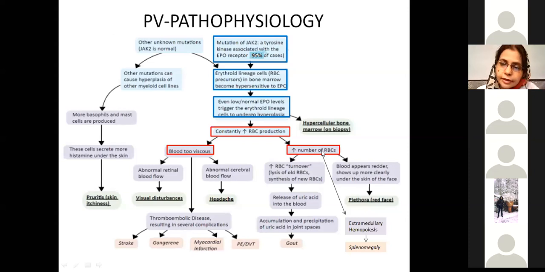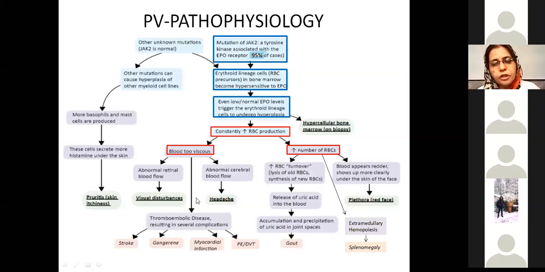Then, because of extramedullary hemopoiesis, there is splenomegaly. Increased red cell turnover causes breakdown of older cells, which release increased uric acid, and ultimately it accumulates and precipitates in joint spaces, causing gout. Similarly, hyperviscosity is associated with reduced blood supply to the brain, causing repeated headaches and spells of dizziness. Retinal blood flow becomes abnormal and may cause rupture of the retinal vessels, and visual disturbances occur.